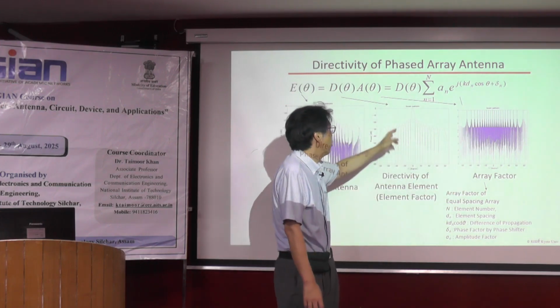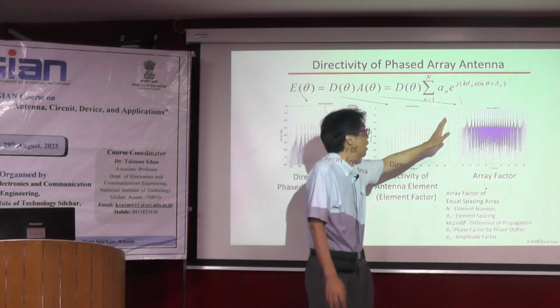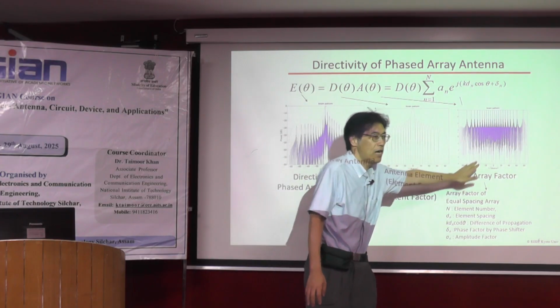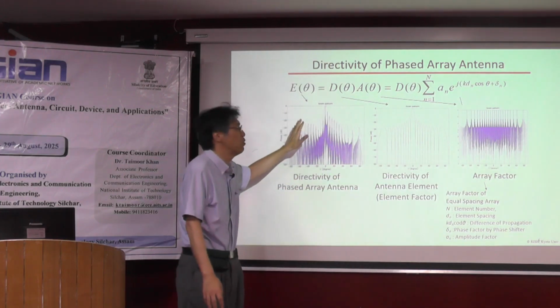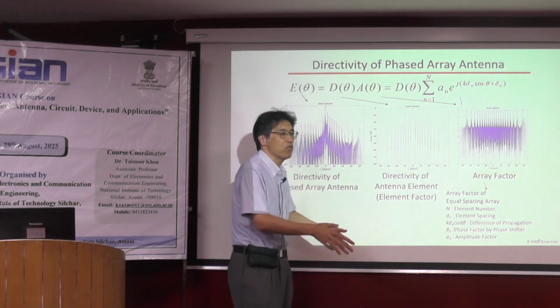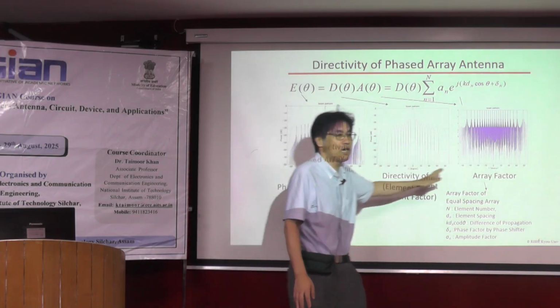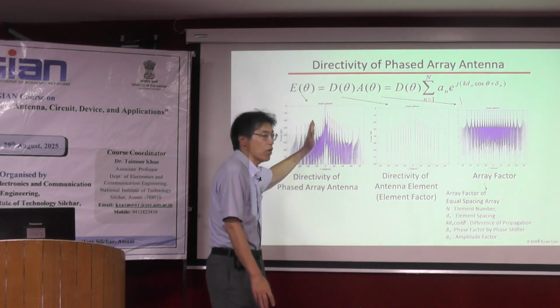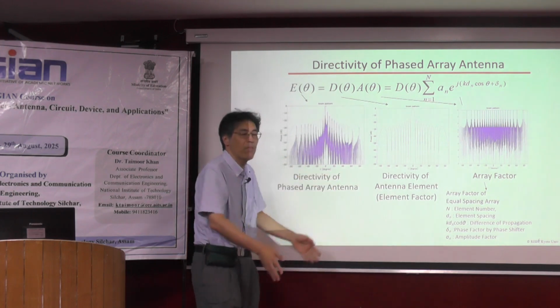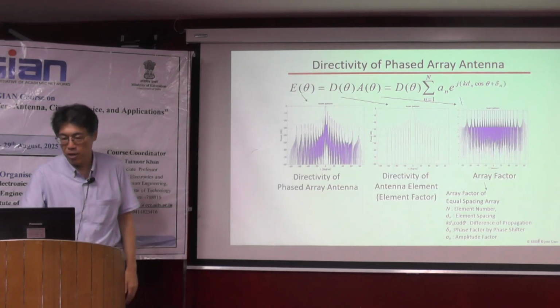So as a result, we multiply this element factor and array factor, and we get this beam pattern. And when we control each phase or amplitude, we can change this array factor. As a result, we control the beam direction, and we control the form of the microwave beams.